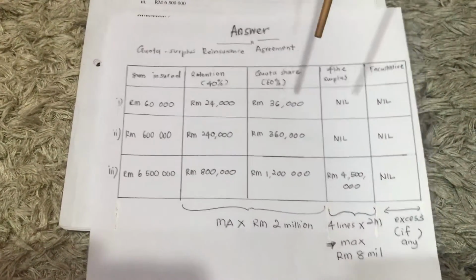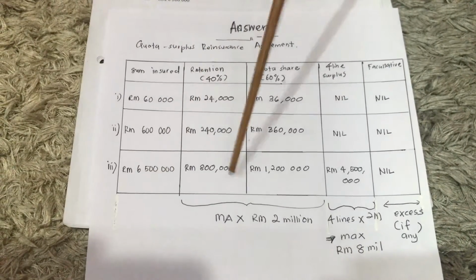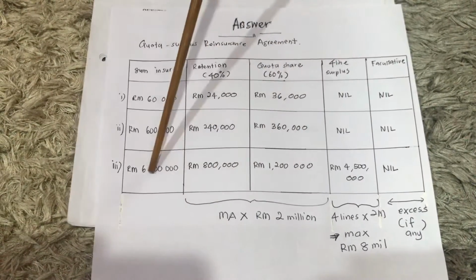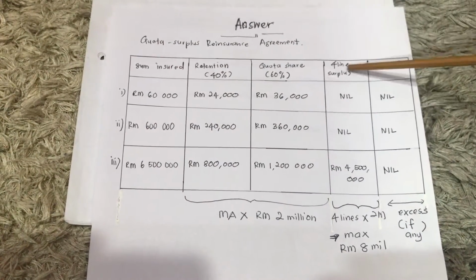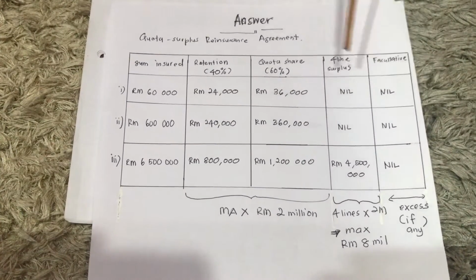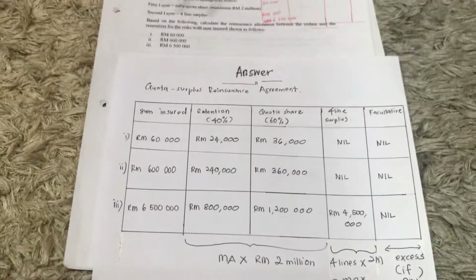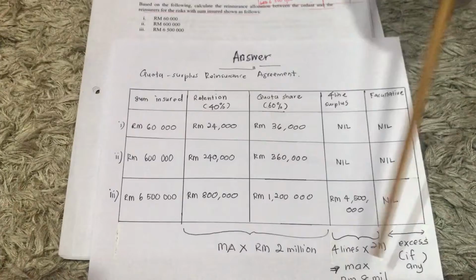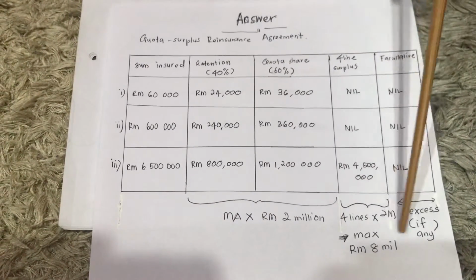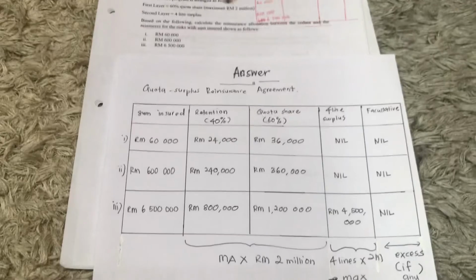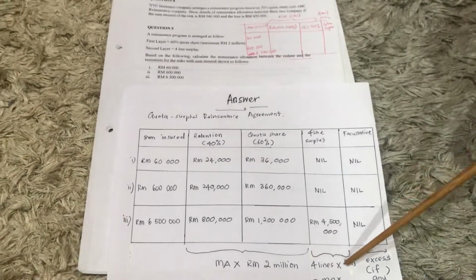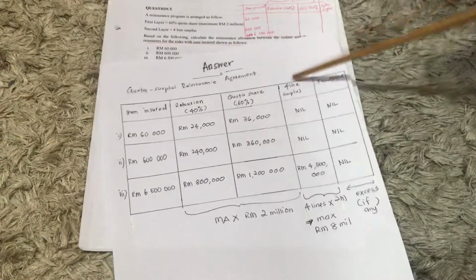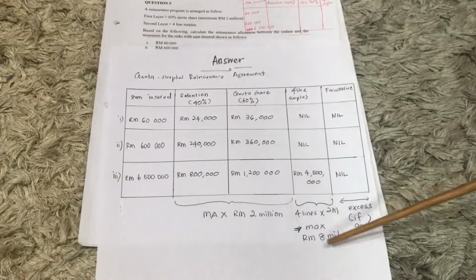When you minus 2 million from 6.5 million, there will be a surplus, an excess amount. Then it falls under your 4-line surplus. Your 4-line surplus is the second layer. How do you calculate the maximum value for your 4-line surplus? You times the 4 lines with the maximum value from your first layer. So 4 times 2, you get a maximum of 8 million. Your 4-line surplus, or second layer, must not exceed 8 million.